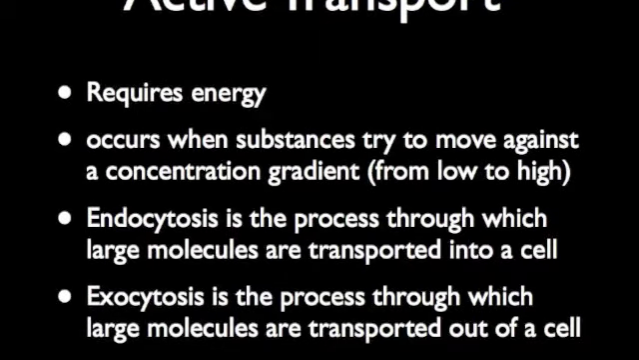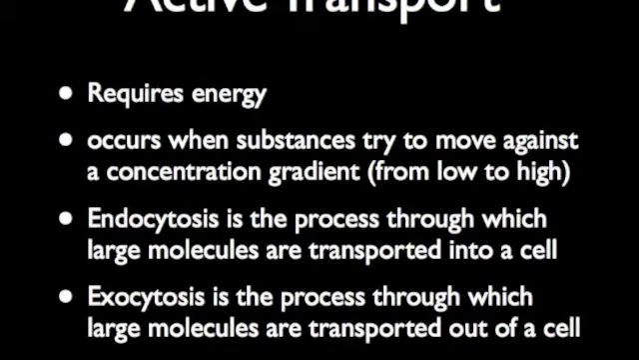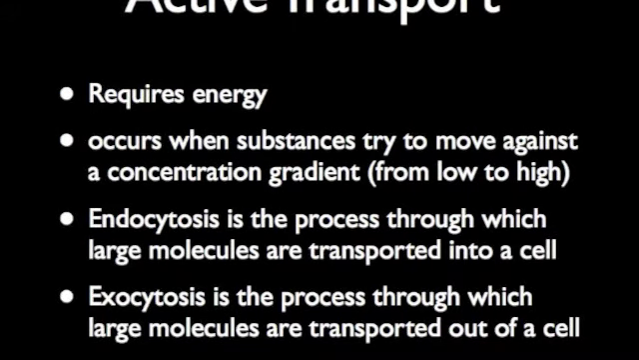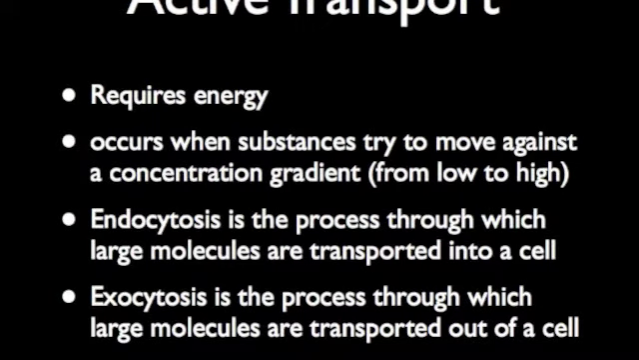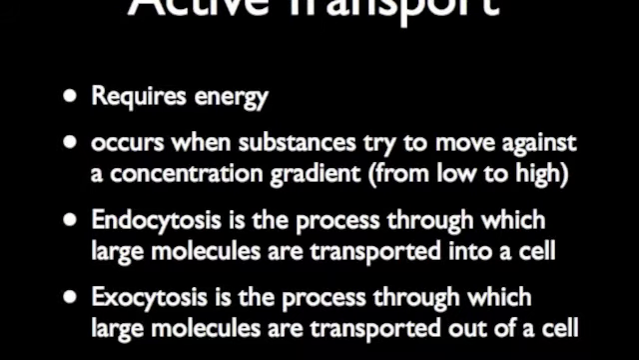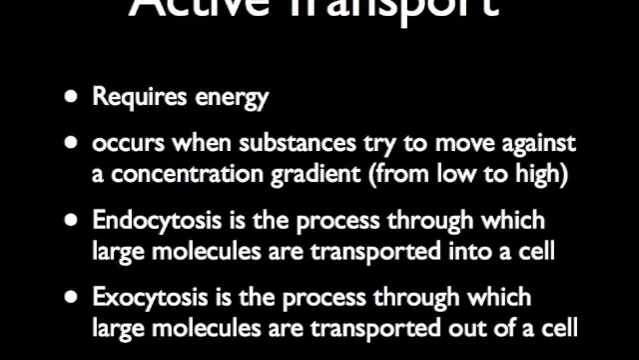Active transport is a type of cell transport that requires the cell to expend energy. Active transport typically occurs when substances try to move against a concentration gradient, for example, from an area of low concentration to an area of high concentration, or when molecules are too large to undergo facilitated diffusion. Cell membrane pumps, endocytosis, and exocytosis are types of active transport.